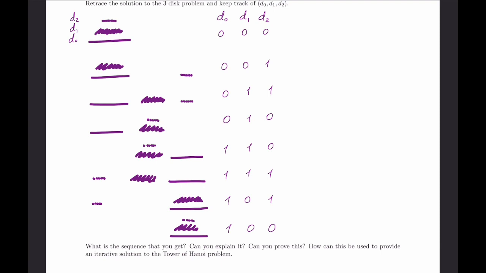I would also like you to think about how can you explain that we are actually getting a gray code as the result of the movements of the disks of the Tower of Hanoi problem in this particular way that we chose to encode them? And can you prove that?